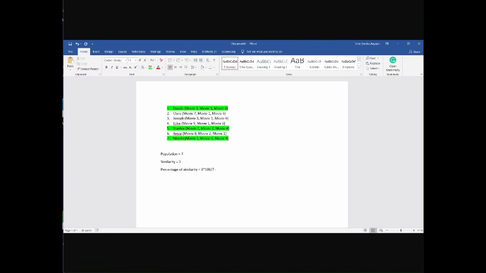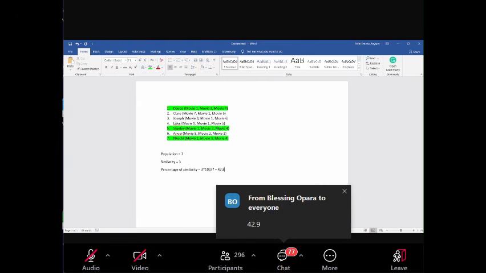3, I'm using my calculator. 3 times 100 divided by 7, that gives us 42.85. That is the percentage of similarity for 1, 5, and 7.